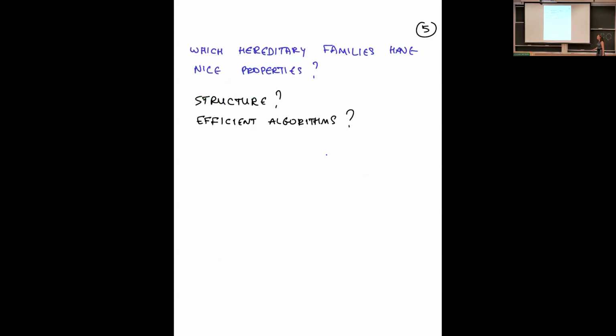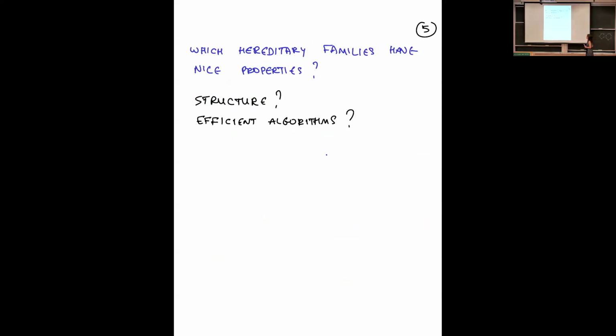So now moving on. We said some hereditary families are nice, some hereditary families are not nice. So now an obvious question is, how can you tell which ones are nice? And for the rest of my talk, the meaning of nice that I'll focus on is structure and algorithms. I'm not going to talk about coloring at all. That's a different, separate branch that I don't want to talk about right now.